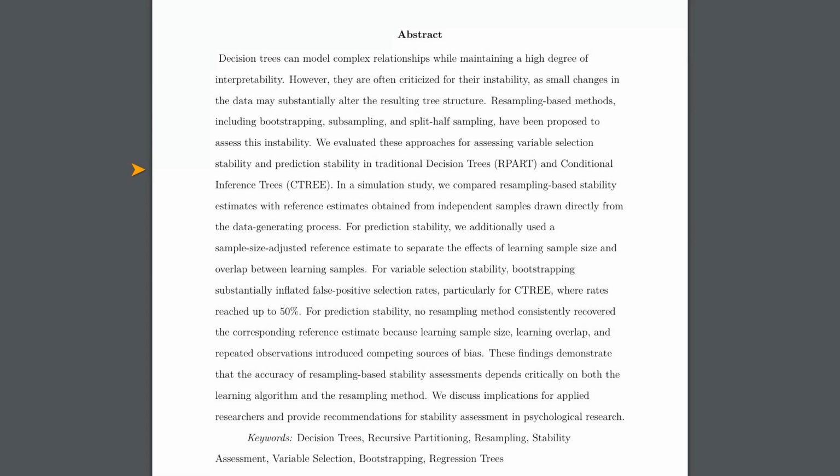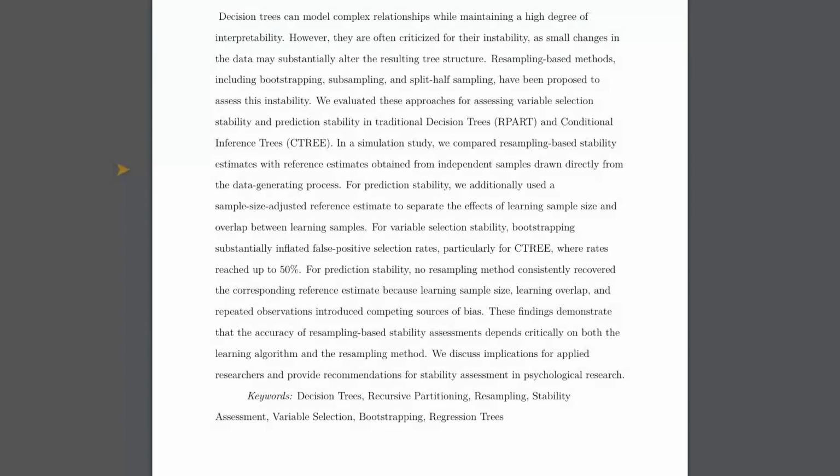What does this mean for researchers? Especially those in psychology. It means we need to be really careful and smart about how we check our models. We can't just slap a stability test on and assume it is telling us the whole truth. We need to think about the specific type of decision tree we're using and the nature of our data. The paper suggests using caution and understanding the limitations of each stability assessment method.